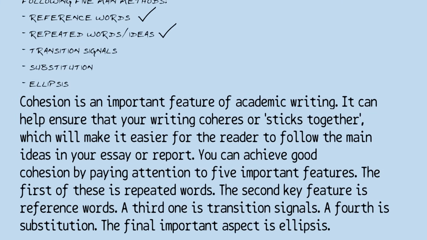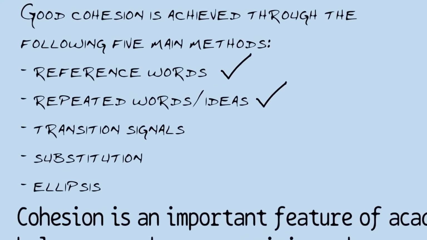It's a synonym. And we have the phrase important features and key feature. Key is a synonym of important, so it's the same idea. And important aspect. Aspect again is a synonym of feature, so it's the same idea. Important features, key feature, important aspect.